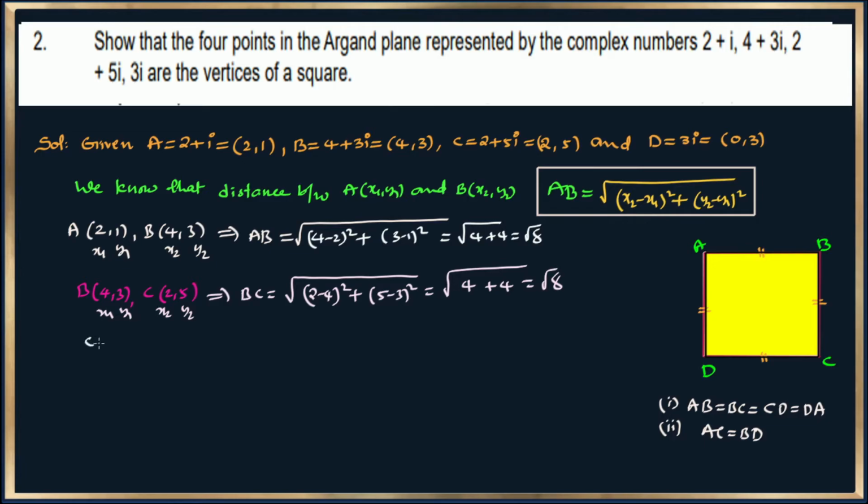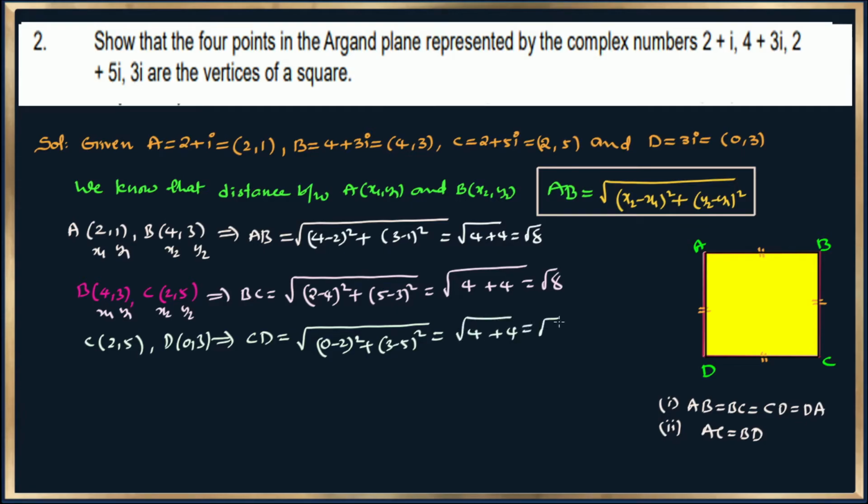Next, CD. C is (2, 5) and D is (0, 3). Then the distance CD equals root over (0 minus 2) whole square plus (3 minus 5) whole square. 0 minus 2 is minus 2, square is 4. 3 minus 5 is minus 2, whole square is 4. So root of 4 plus 4 is root 8.